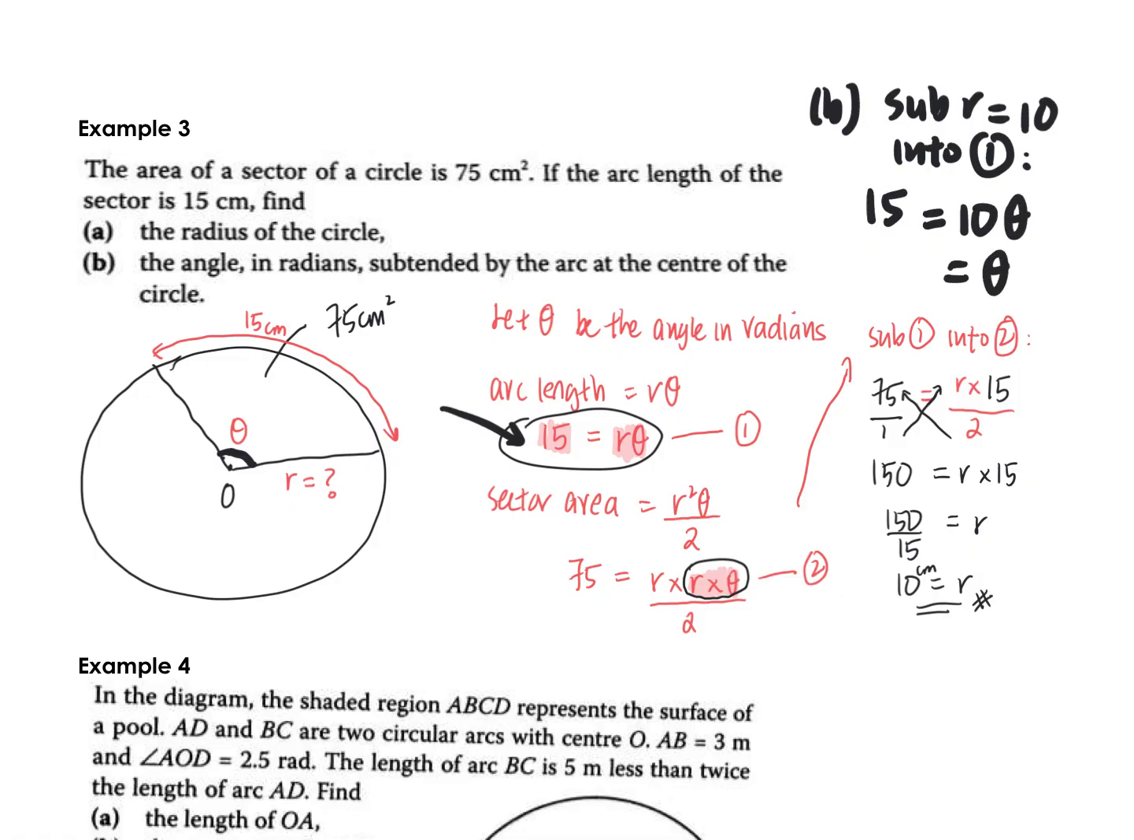Okay, so theta is just 1.5 radians. I tried to find the time in class.